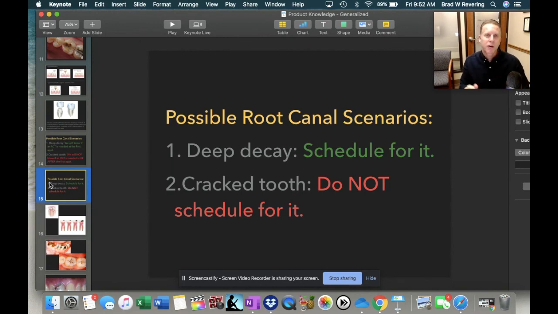Okay, so hopefully that clears things up, and I can get the appointment books squared away and get patients' expectations coming in to be much more accurate.